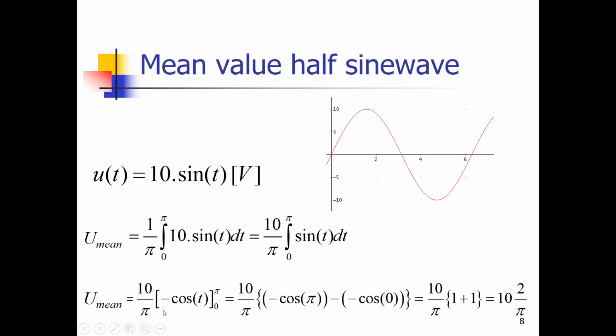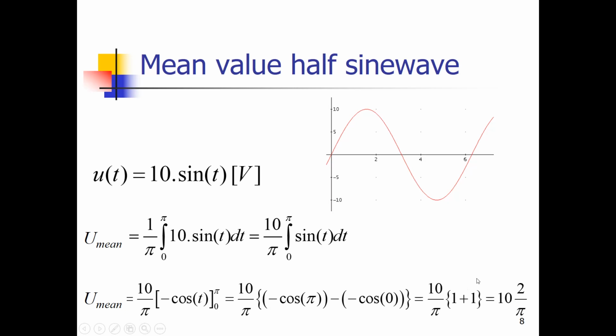So let's work this out. Here we get minus the cosine of pi, minus the cosine of 0, fill it in over here, and multiply the whole by 10 over pi, which was indicated over here. Well, the cosine of pi is minus 1, so minus minus 1 is 1. The cosine of 0 is 1. Minus times minus is plus, so it's 1 plus 1 multiplied with 10 over pi, and it gives us a solution which is equal to 10 times 2 over pi.